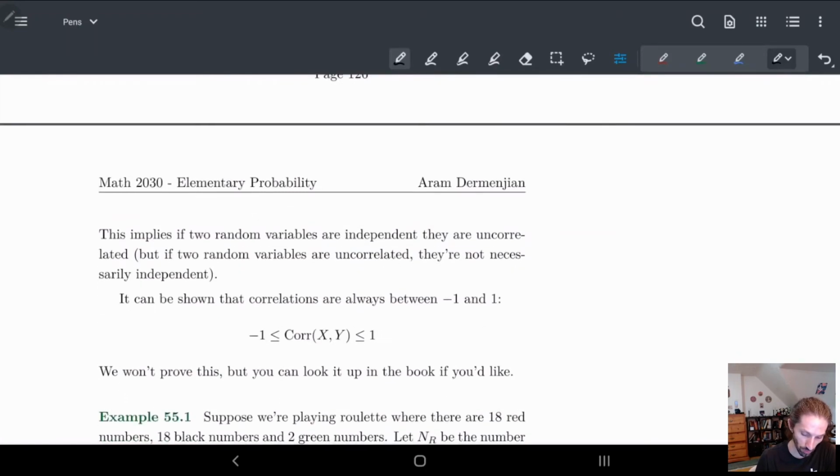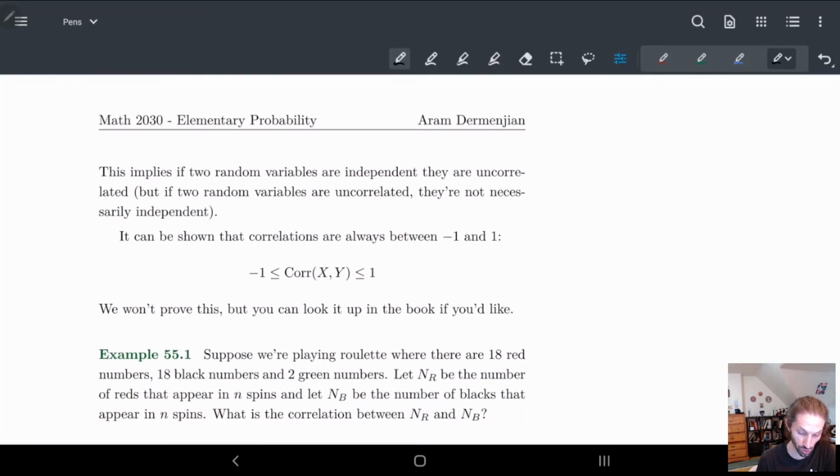Another thing we can show, but won't show here, we'll just state it, is that the correlation is always between -1 and 1, which is super nice. Since it's always between -1 and 1, it gives us information about where the correlation is. If it's closer to 1, we have something. If it's closer to -1, something different. If it's closer to 0, a third thing. So the value of the correlation gives us a much better idea of the relationship between two variables.